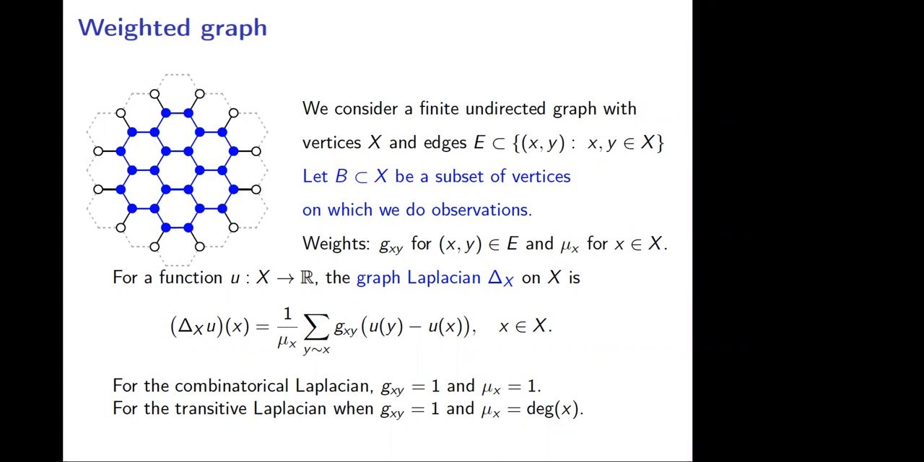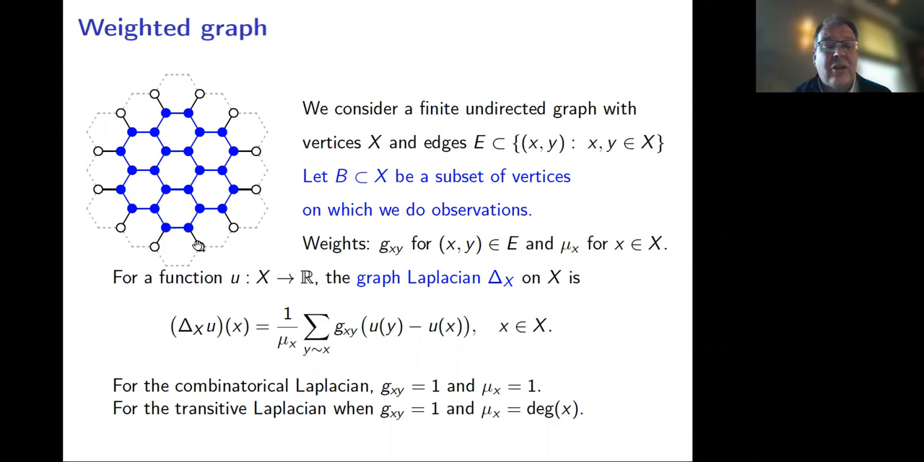Yes. Then I think we just require that the function u has value zero at these nodes, at the white nodes. So in principle the problem can be formulated, and one could also consider the Dirichlet to Neumann map.